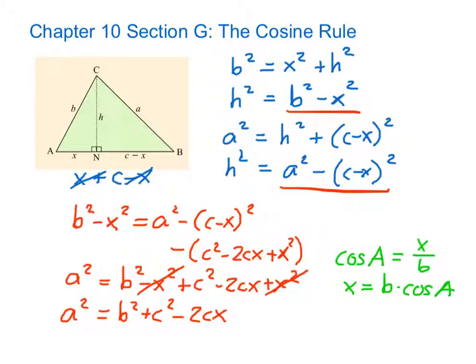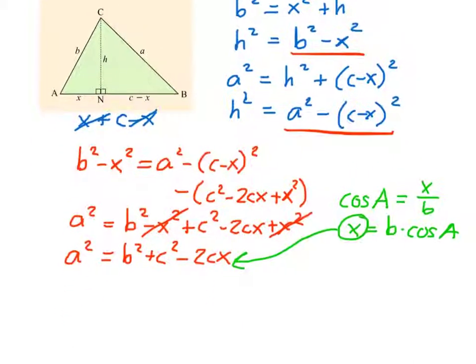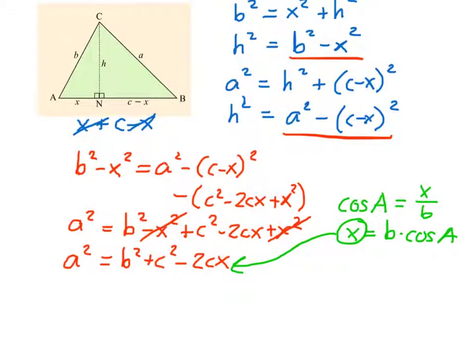Well, I can take this expression for x and put it into this equation over here. And what that gives me is the first form of the cosine rule. I have a squared equals b squared plus c squared minus 2bc cosine A. And what this means is that if I know any two sides and the angle that's between them, the included angle, I can calculate the third side of a triangle. And again, this is the cosine rule.